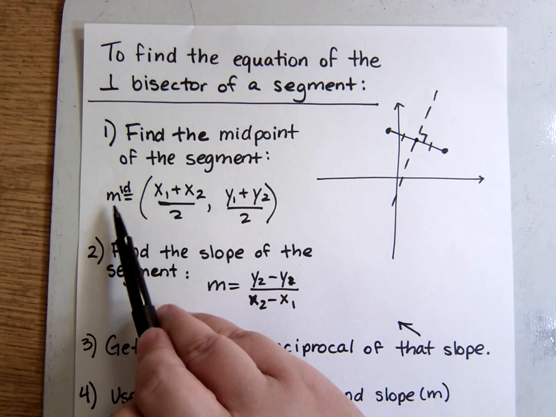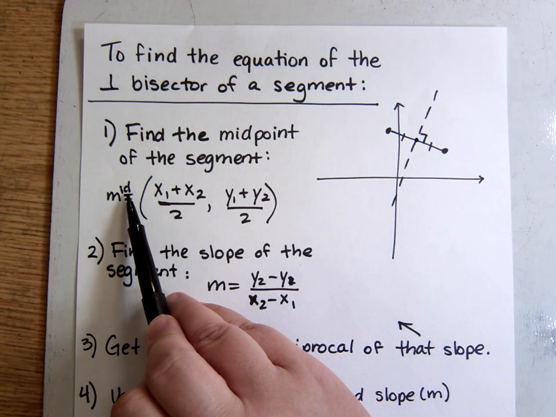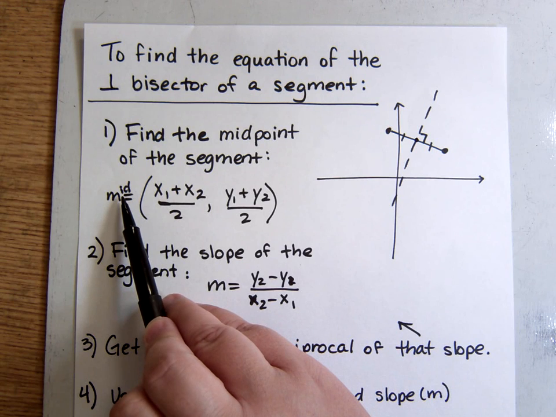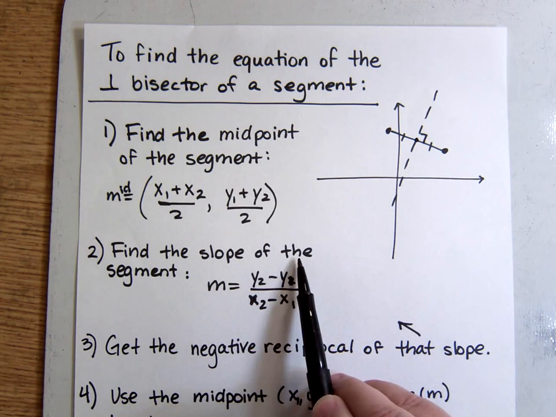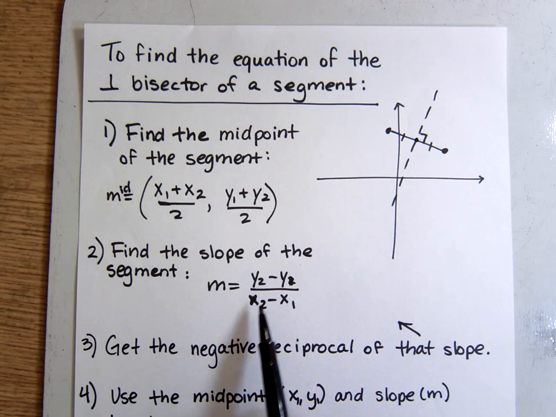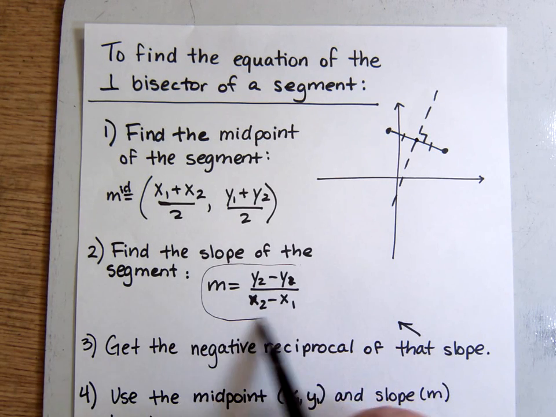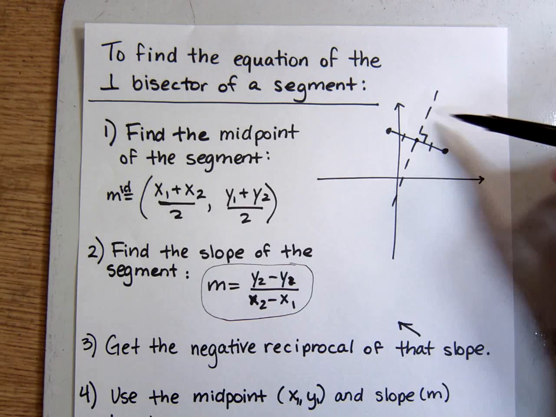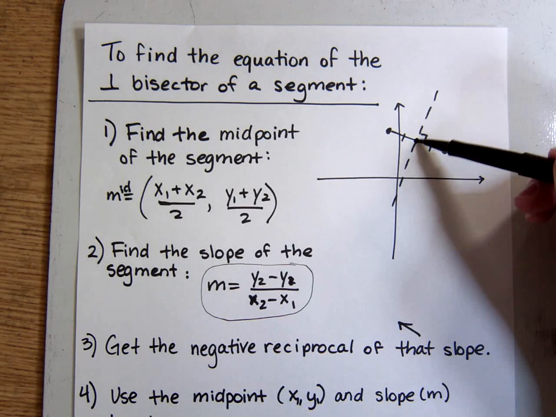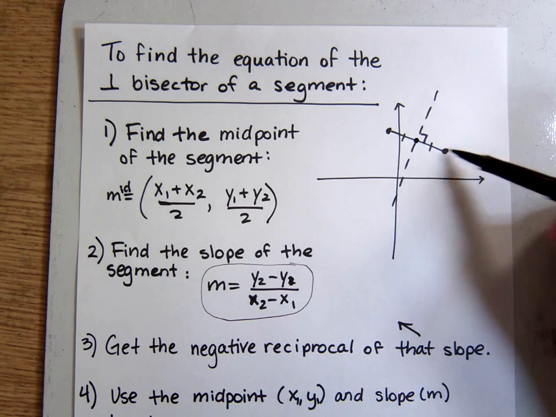Midpoint formula. Sorry, I started to write M there. It's more like midpoint because usually we use M down here below. Next thing is I need to find the slope of the original segment. Here's the slope formula right here. Okay, so we have midpoint, and then we're looking for the slope of this segment.